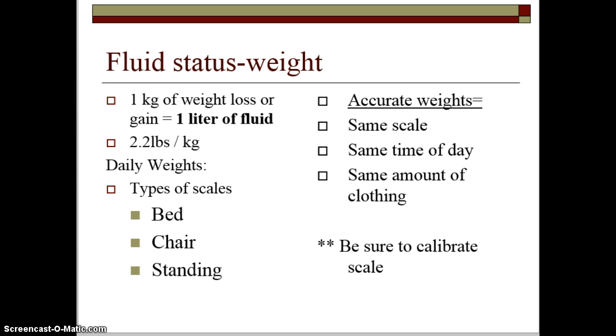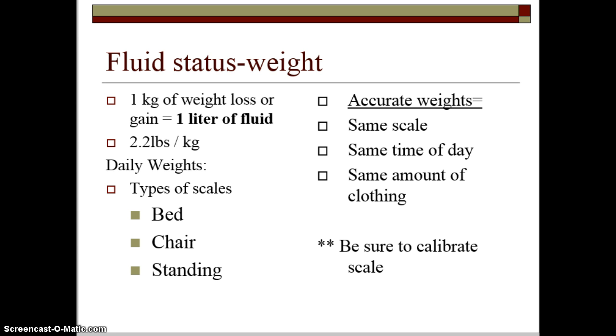When we look at a kilogram of weight loss or gain, it's equal to 1 liter of fluid. So 2.2 pounds is a kilogram. So if I lose 1 kilogram, I've lost a liter of fluid. If I gain 1 kilogram, I've gained a liter of fluid. So the kilo and liter make it easy to calculate that way.